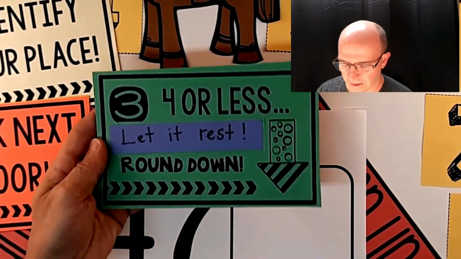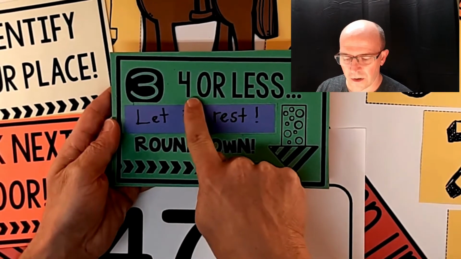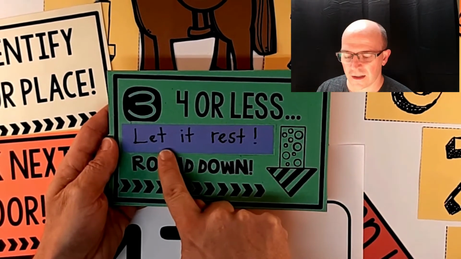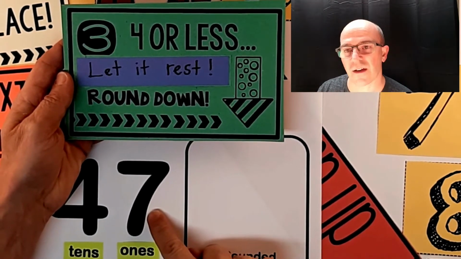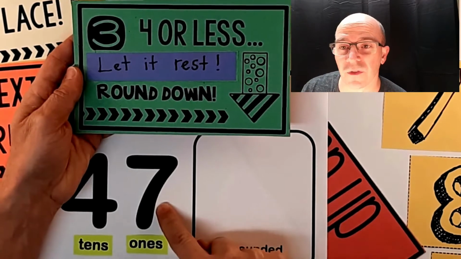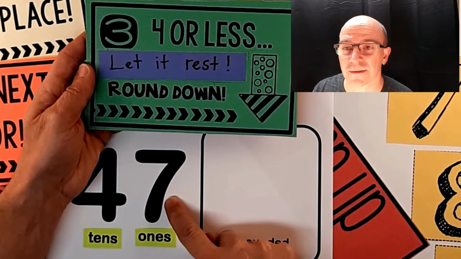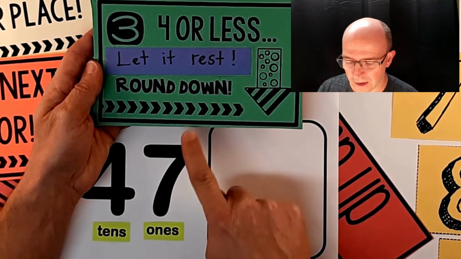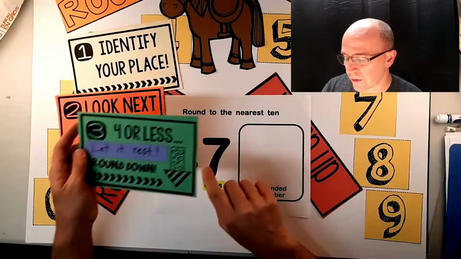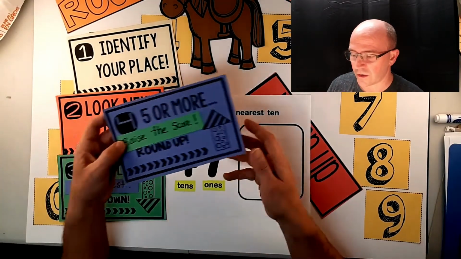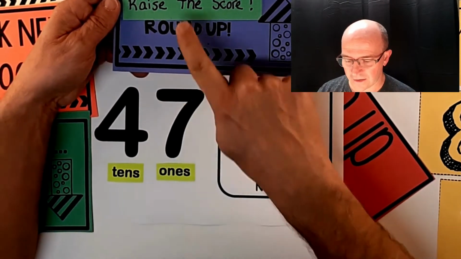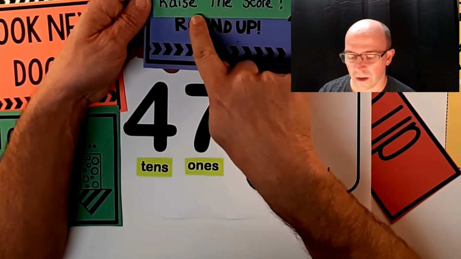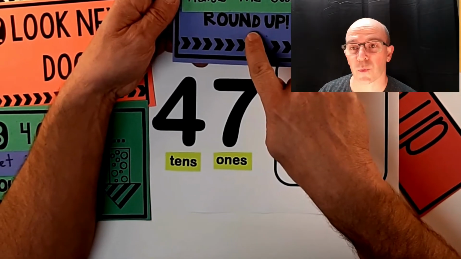Step 3 says, is this number 4 or less? Let it rest and round down. Is 7 less than 4? 4 or less? No, it is not. That means I'm not going to round down. Instead, I'm going to go to my next step, and it says, is this 5 or more? Raise the score and round up.